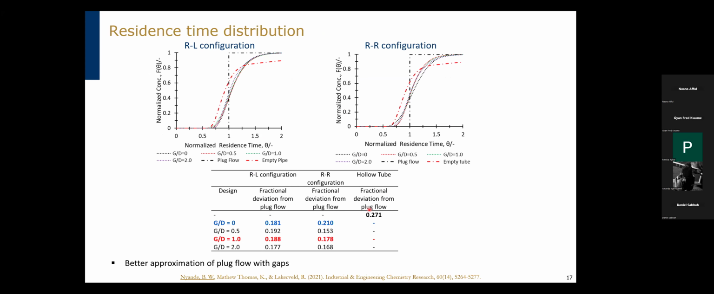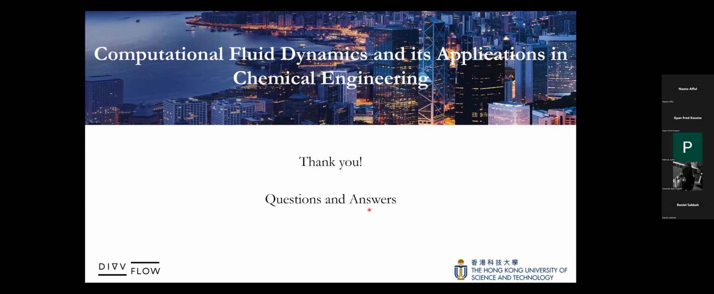One thing you also have to consider is the residence time distribution. The new mixer improves, or approximates, plug flow performance better when you have gaps as well. So these examples highlight how you can utilize computational fluid dynamics to come up with new mixers, or even optimize existing mixers, for applications such as crystallization or any chemical engineering process of interest to you.